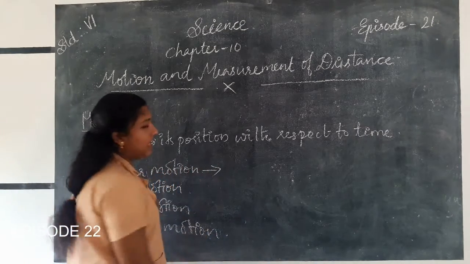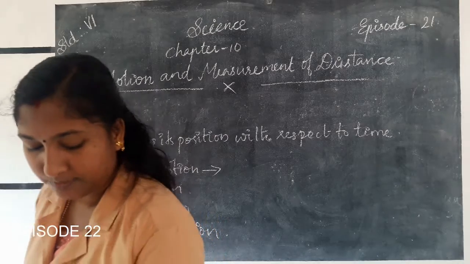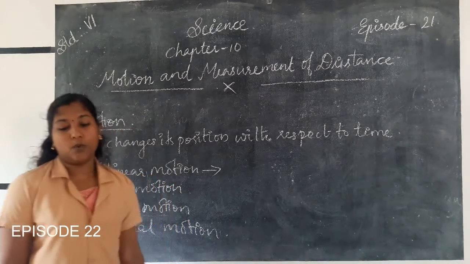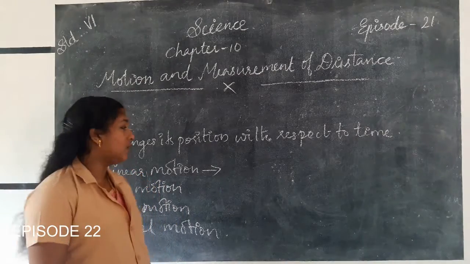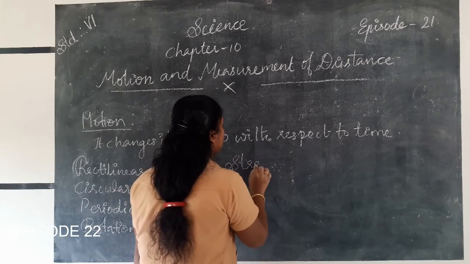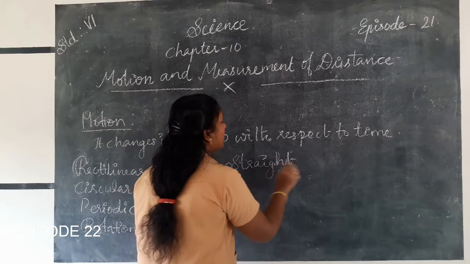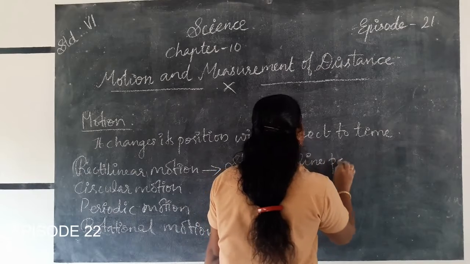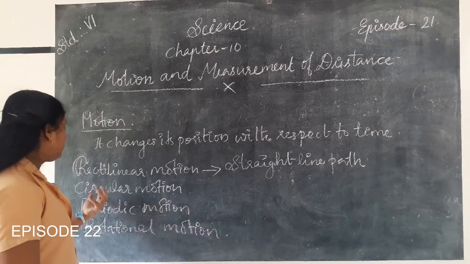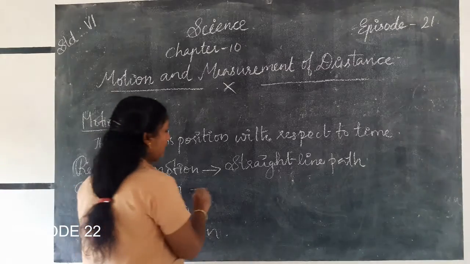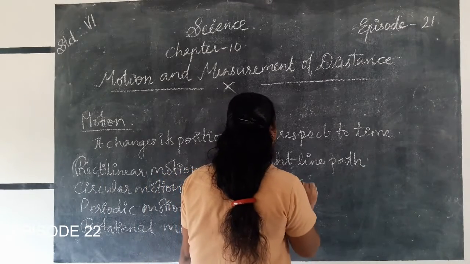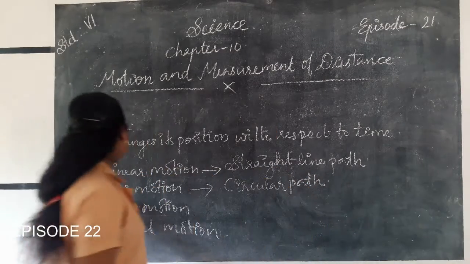First one, rectilinear motion. What is rectilinear motion? When a body is moving in a straight line path, it is called rectilinear motion. We can say that the body is in rectilinear motion. What is circular motion? When the body is moving in a circular path, we can say that the body is in circular motion.